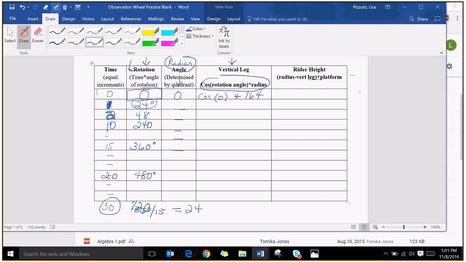Okay, so the cosine of 0 happens to be 0. So when you multiply 0 times 164, it still equals 0. Then you take your radius, which is 164, and you subtract the vertical leg, which is 0, and then you add the platform height. What was your platform height? The platform height was 41 feet. And that gives you the height of the rider.